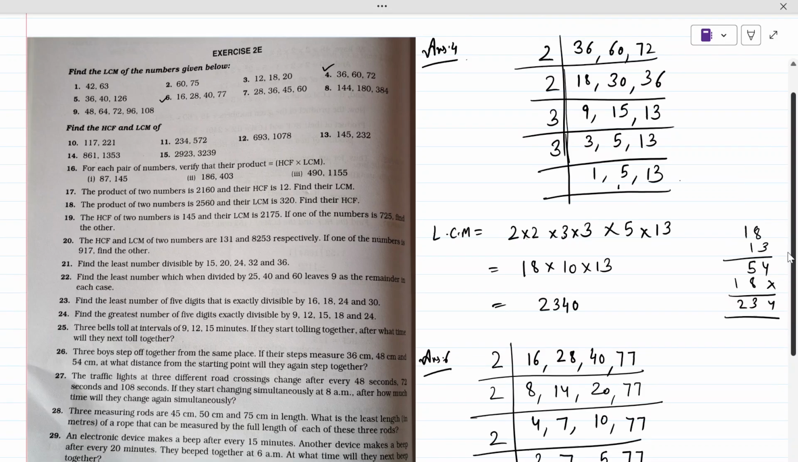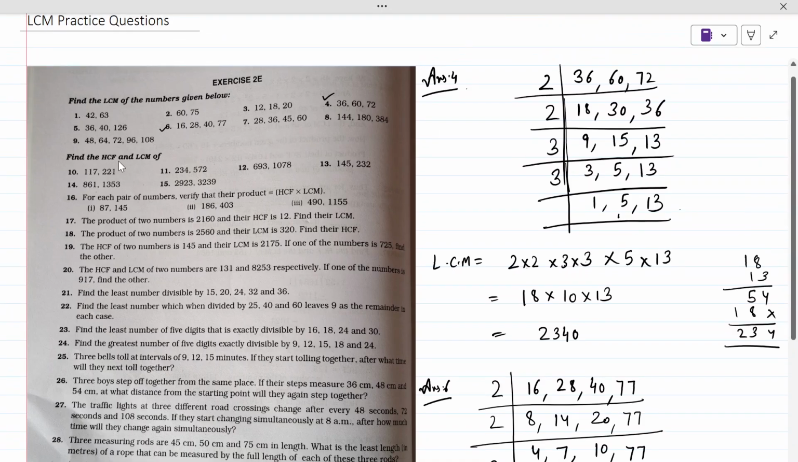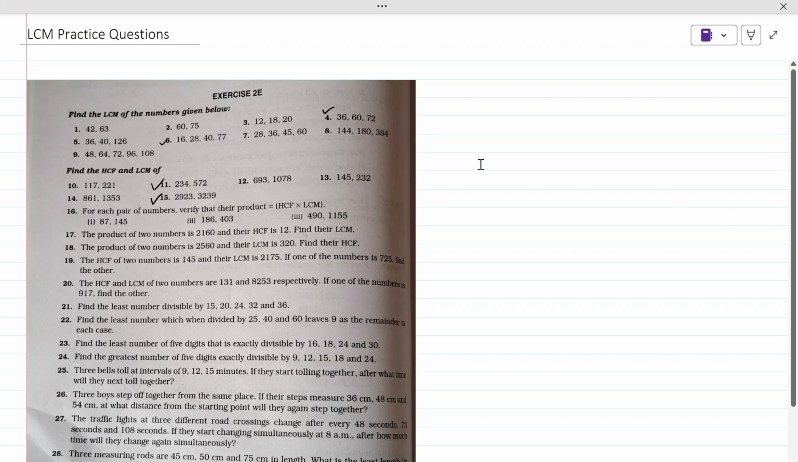Now, let's go to another question. Find the HCF and LCM of these numbers. So kids, here I'm going to pick question number 15 and question number 11. Okay, so for question 11, we have 234 and 572 as the given numbers. So let's try to find out their HCF first. What is HCF?